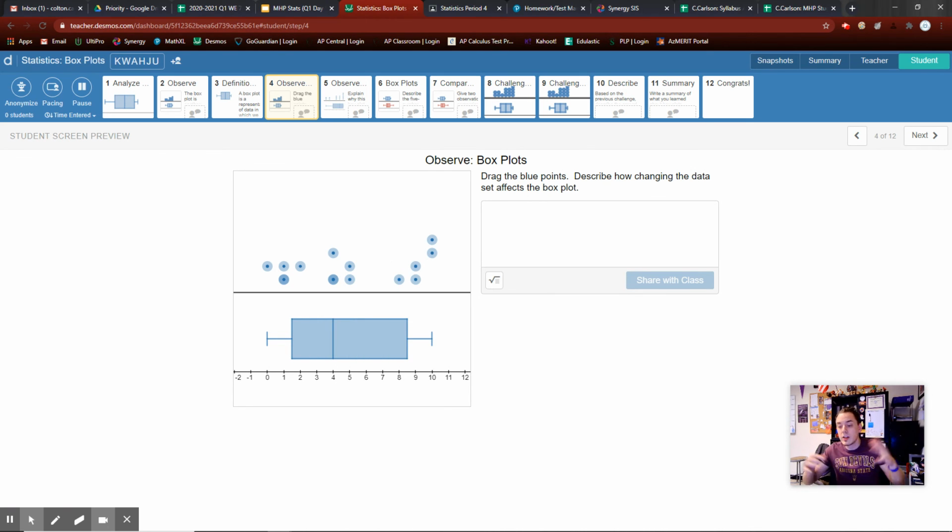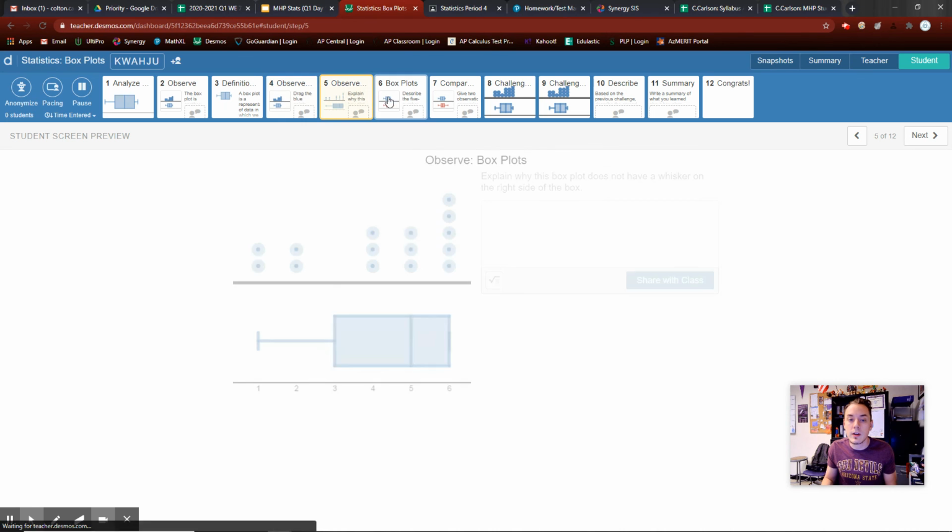So the more spread your dots are, the more spread your box is. The more compact your dots are, the more compact your box is. And that's how changing the data set affects the box plot. And that's really what you're going to be doing for the rest of this activity.